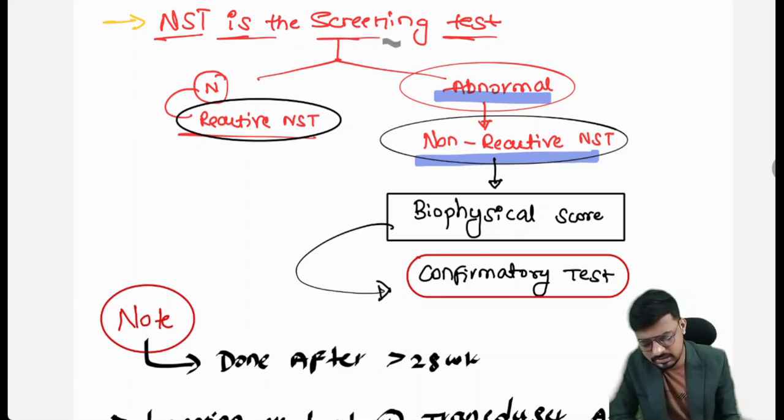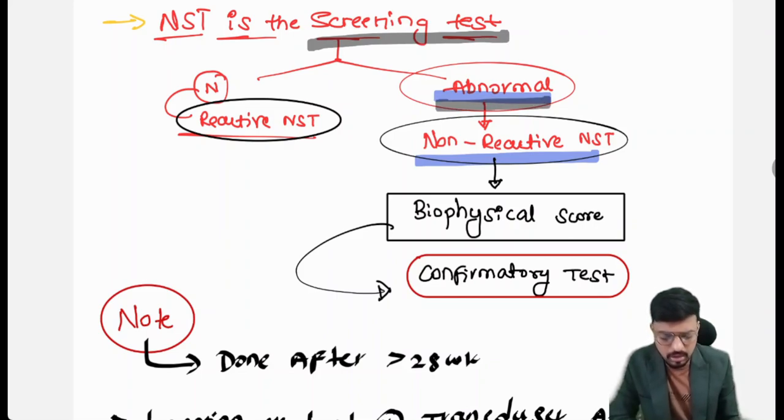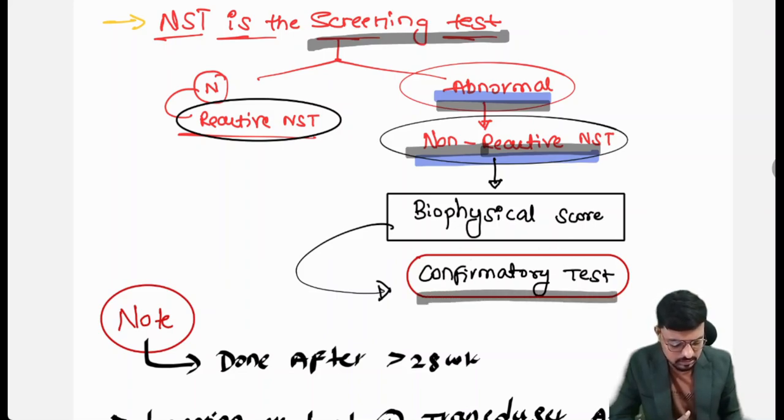So I told you the NST is the screening test, and it is coming abnormal now. So I call this a non-reactive test. When the NST is non-reactive, I have to go for the confirmatory test. The confirmatory test is the biophysical score.